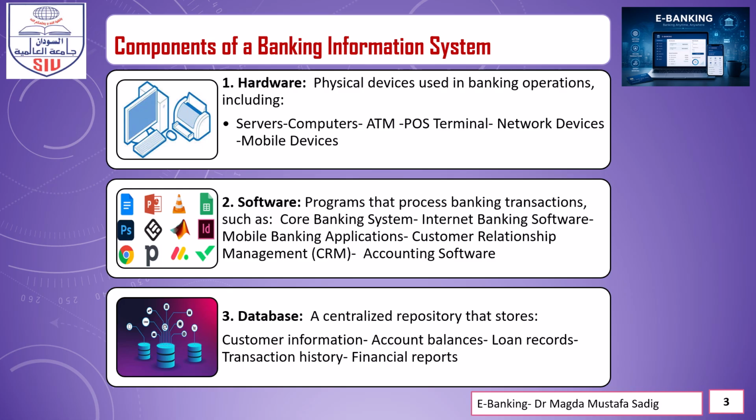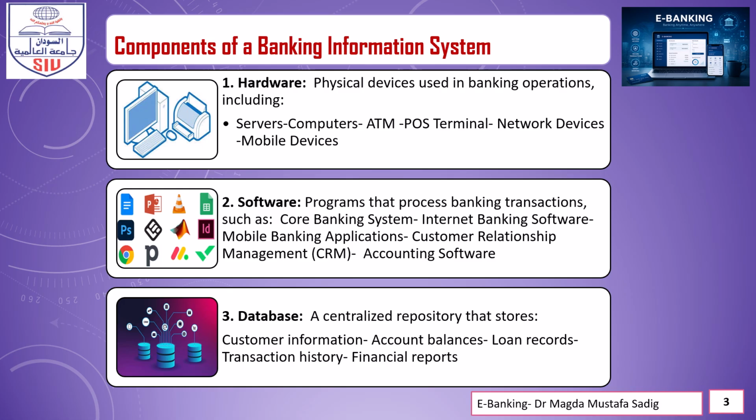Let us come to the components of a banking information system. A banking information system consists of several important components. Let us examine them one by one. The first component is hardware. Hardware refers to all the physical equipment used by banks. Examples include servers, desktop computers, ATMs, point-of-sale terminals, network devices, and mobile devices. Servers store banking applications and customer data. ATMs allow customers to withdraw cash at any time. Point-of-sale terminals enable customers to pay electronically in shops and supermarkets. Without hardware, banking software cannot operate.